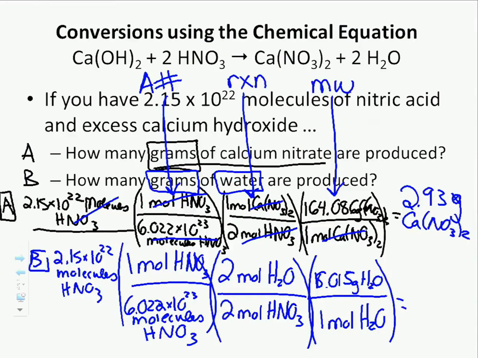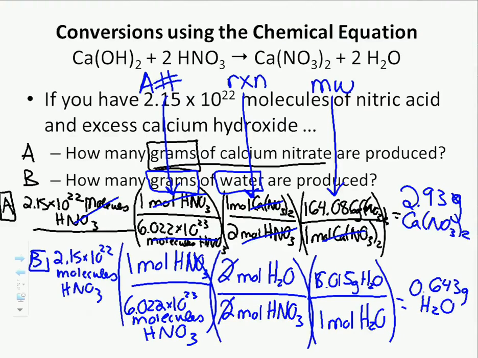Type that into our calculator. 2.15 times 10 to the 22nd times 18.015. Notice our 2 here and our 2 here cancel, so you don't have to type that into your calculator. Divided by 6.022 times 10 to the 23rd equals 0.643 grams of water.